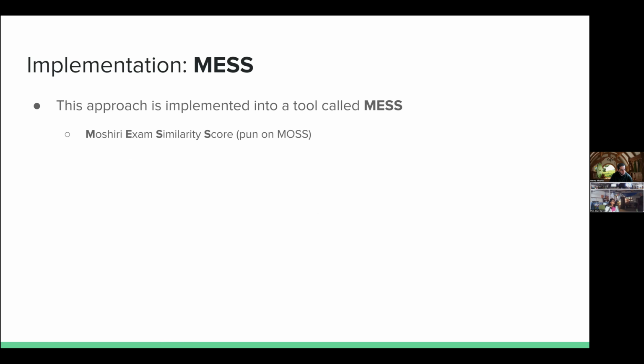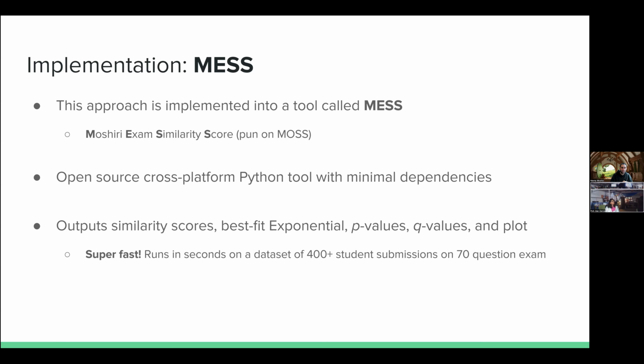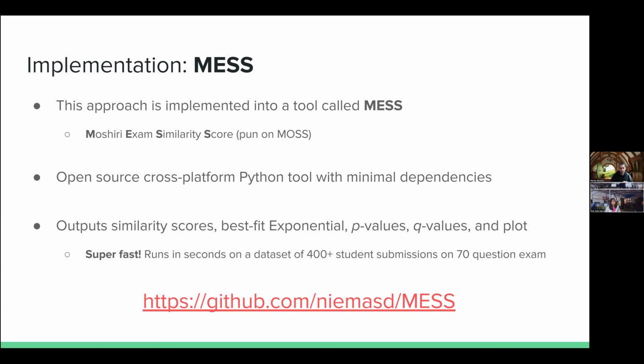So the implementation, and I'm just going to quickly go through these so we have 5 minutes left for questions. I've implemented it in this Python tool called MESS. It's a pun on Moss. It's open source. It has minimal dependencies. It's super fast, so it just takes a few seconds to run on a relatively huge exam in a huge class. And it outputs the similarity scores, the best fit exponential distribution and the parameters of that distribution, the p-values for each student, and the q-values for each student. It also outputs the red, yellow, and green counts, and it outputs those plots. So it's open source. Feel free to take a look at it.